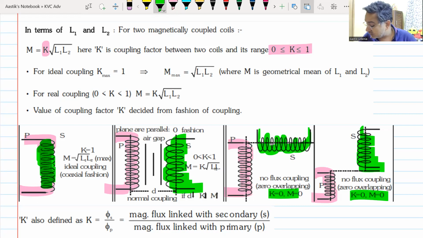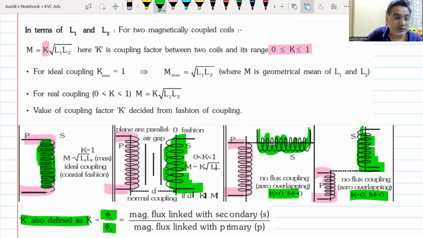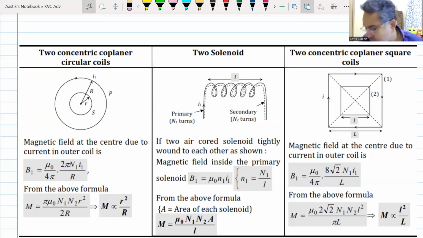Yes, sir. You can also define K as the flux linked in the secondary divided by the flux linked in the primary. We get this? Yes. Note it down fast. Then we move on and note very quickly the mutual inductance of these 3 types of coils.